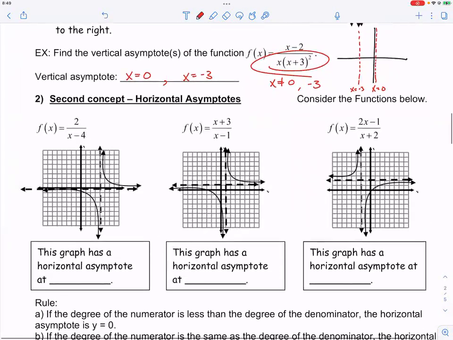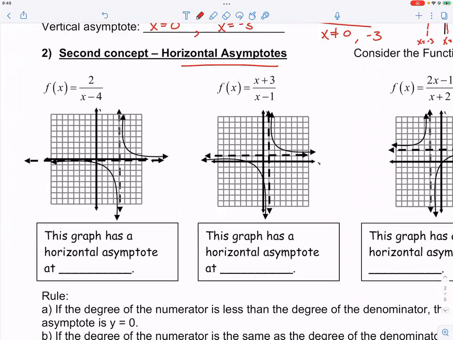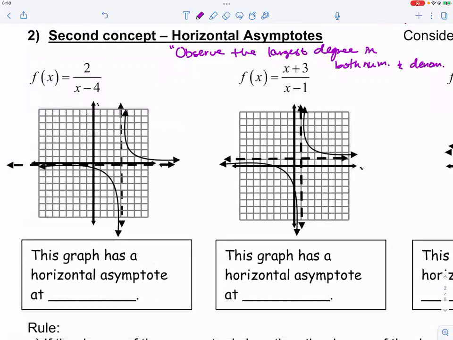All right, so now how about this? For the second concept, we look at these functions. Now horizontal asymptote, something that we have just talked about. We say observe the largest degree. Let me use the purple color in this case. Observe the largest degree in both the numerator and denominator. Okay, let's look at this case. First one, 2 over x minus 4.